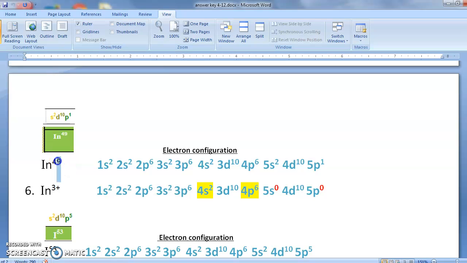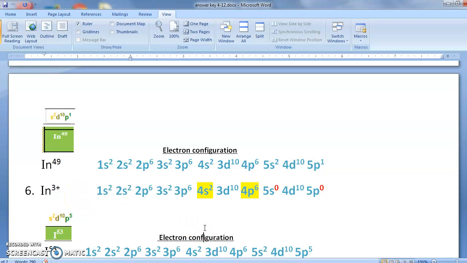But a last check is to add up the number of electrons to see if it equals the atomic number, because this is indium. 2 and 2 is 4, and 6 is 10, and 2 is 12, and 6 is 18, and 2 is 20, and 10 is 30, and 6 is 36, and 2 is 38, and 10 is 48, and 1 is 49. So all my electrons are accounted for. It equals the number of protons because it is neutral. But now they want us to do indium 3+.